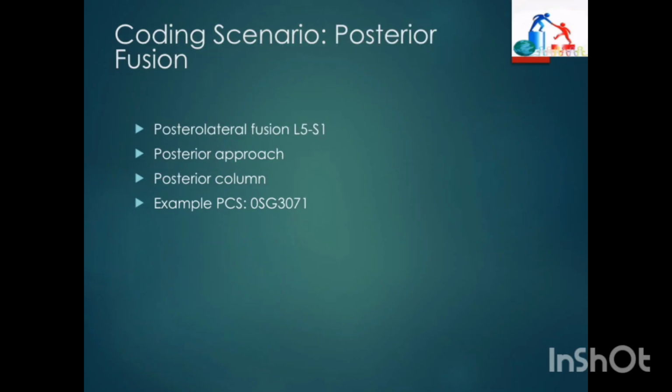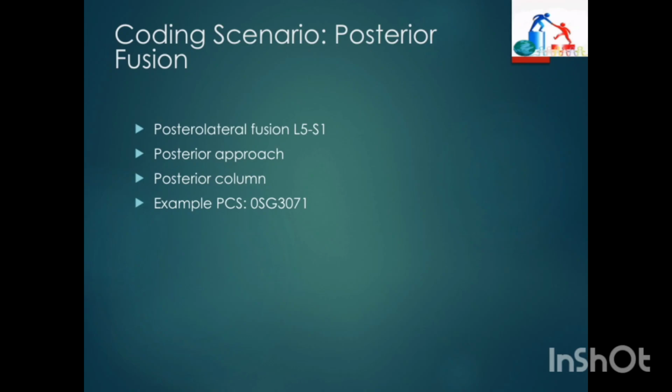Now, let's focus on posterolateral fusion at the L5-S1 level. This procedure involves stabilizing the spine by fusing the vertebrae from a posterolateral approach. The key point here is that the approach is from the back, which allows us to access the posterior column of the spine. The posterior column includes the bony structures and soft tissues that support the spine's stability.